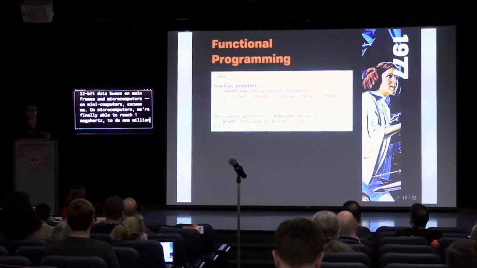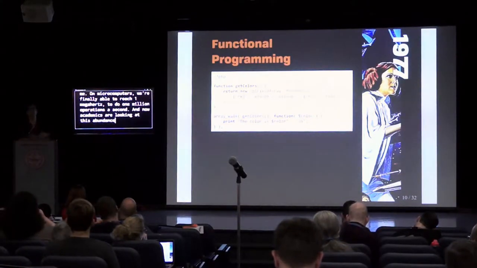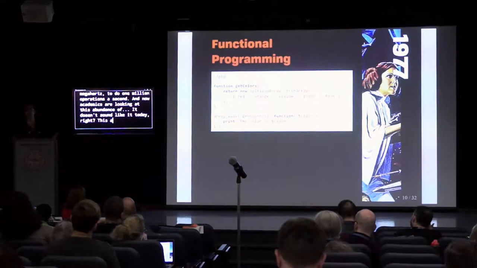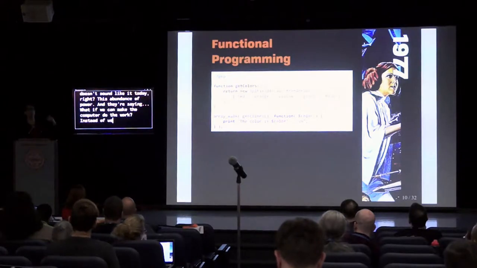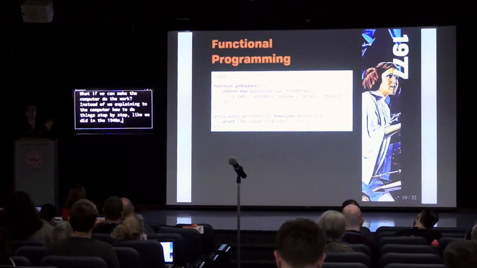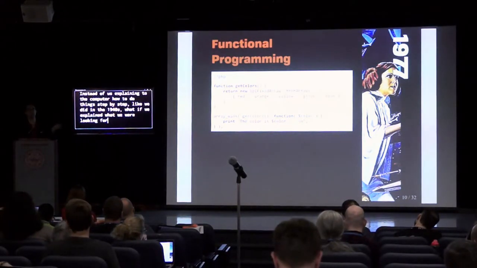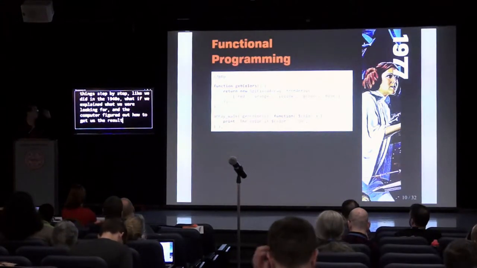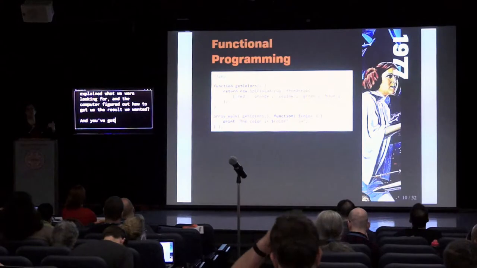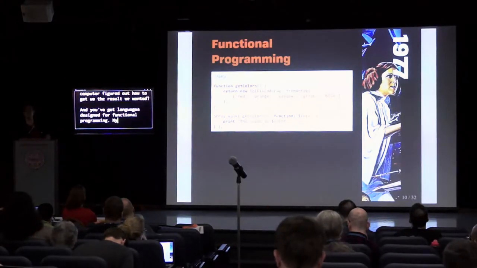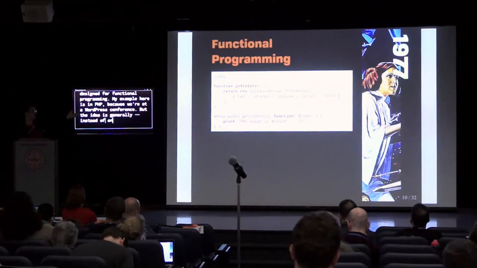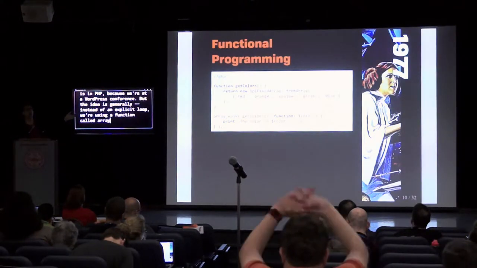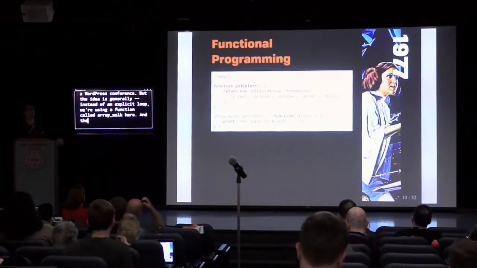And now academics are looking at this abundance of power. It doesn't sound like it today, right? This abundance of power. And they're saying, what if we can make the computer do the work? Instead of us explaining to the computer how to do things step by step like we did in the 1940s, what if we explained what we were looking for and the computer figured out how to get us the result we wanted. And you've got languages designed for functional programming. My example here is in PHP because we're at a WordPress conference. But the idea is generally, instead of an explicit loop, we're using a function called array walk here. And the PHP knows how to walk an array, and we're telling it what to do with it.